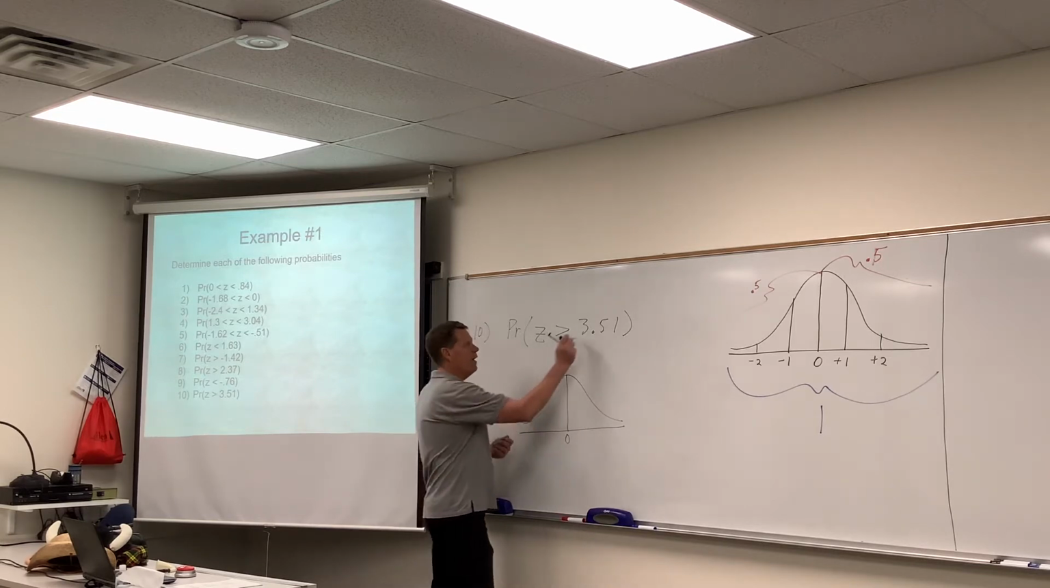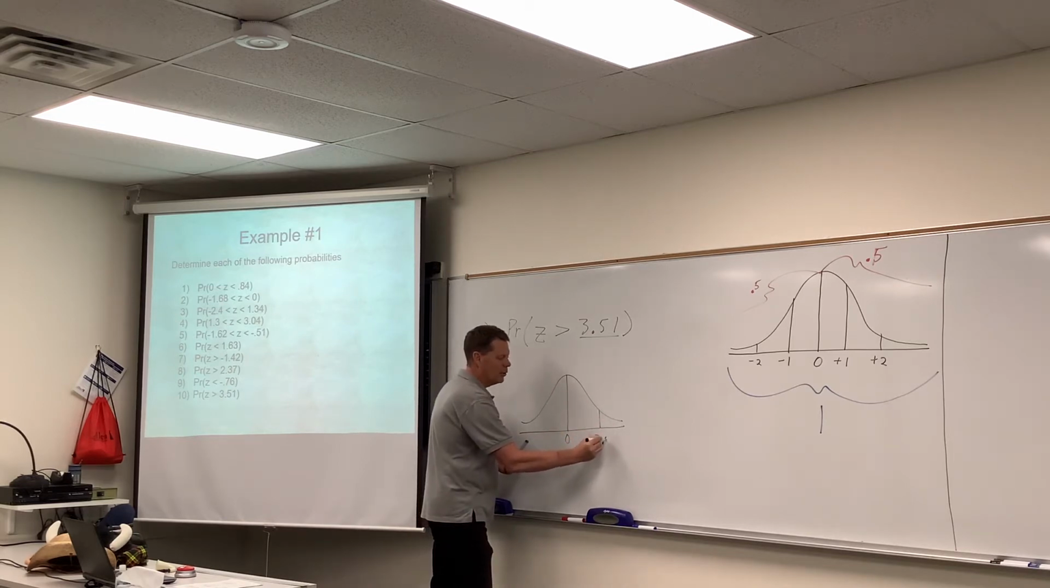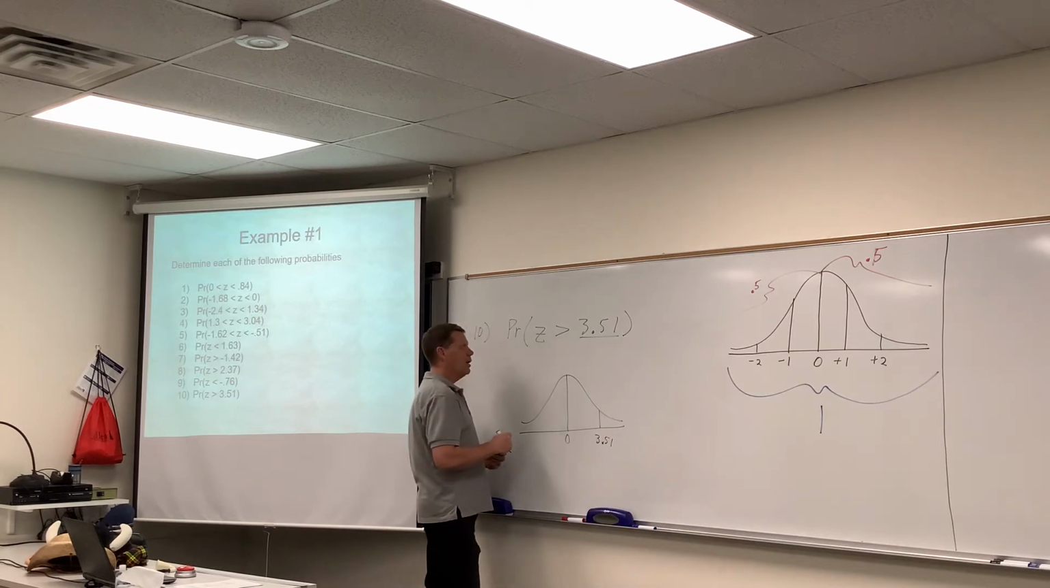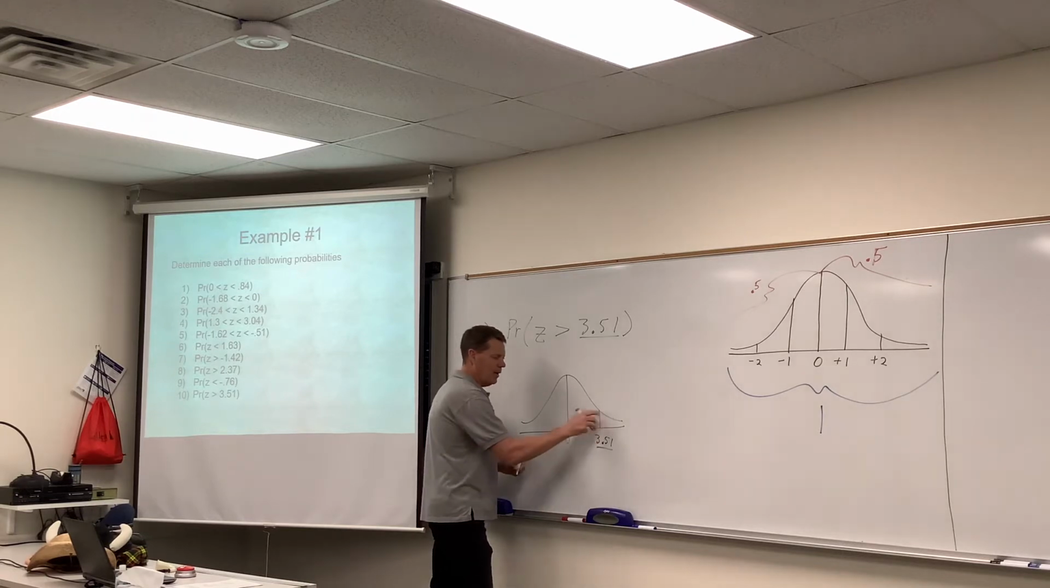And then 3.51 is a positive number, a positive z-score. In other words, in the upper half of the bell curve. And we want to know the probability z is greater than that. So just like on a number line, if you're talking about greater than this number, you're talking about to the right. There you go, that's an upper tail.